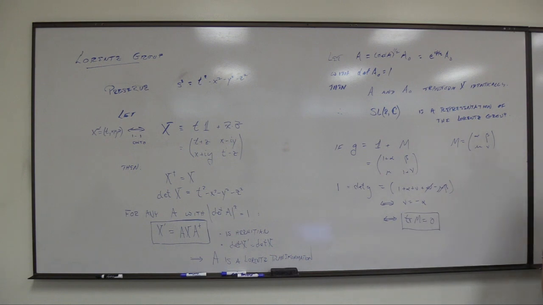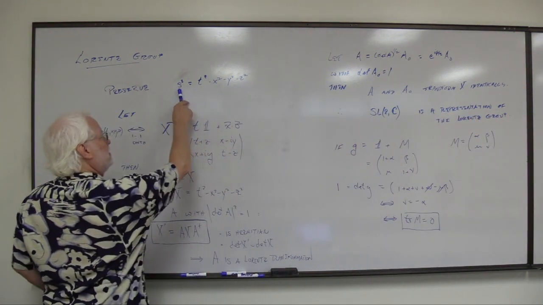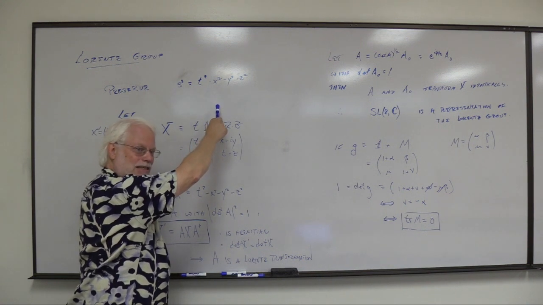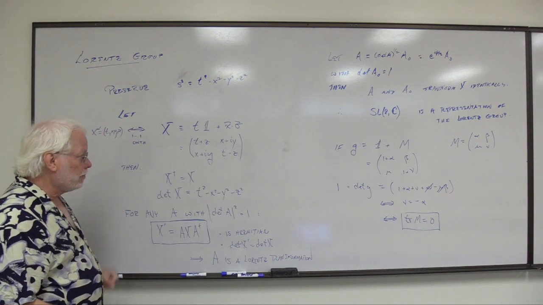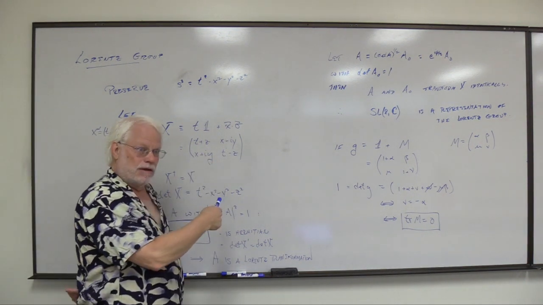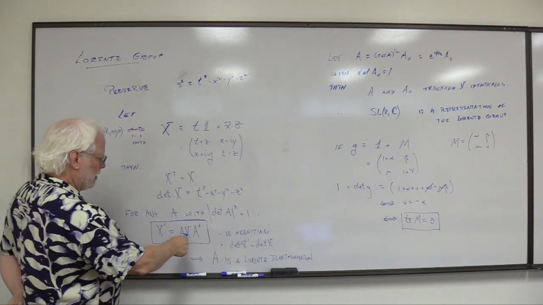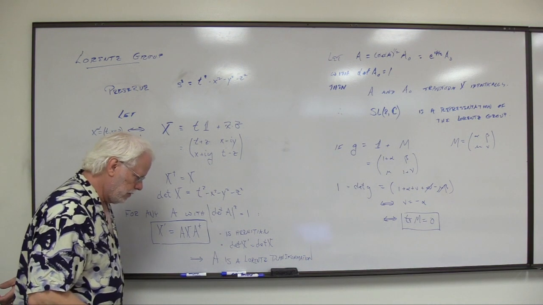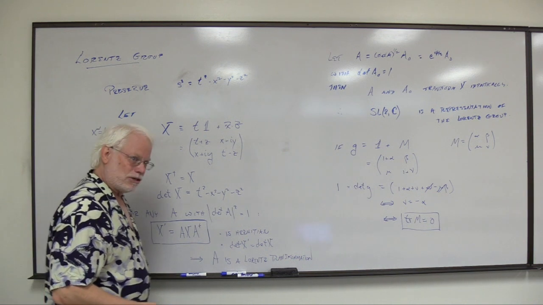Okay, so now, yeah? What about the Poincaré group? Then you have to put translations on top of that, right? So what I would say for the Poincaré group is I would preserve the infinitesimal line element, right? That's invariant under translations. And now this wouldn't be a sufficient representation. I'd need to go to something else because I could have a translation here. And there is a way to build a translation into a linear transformation.